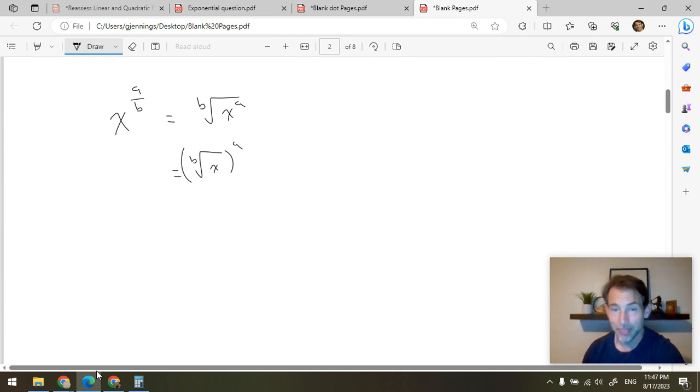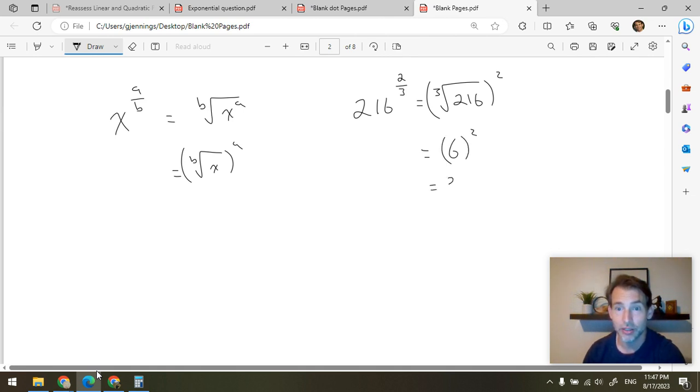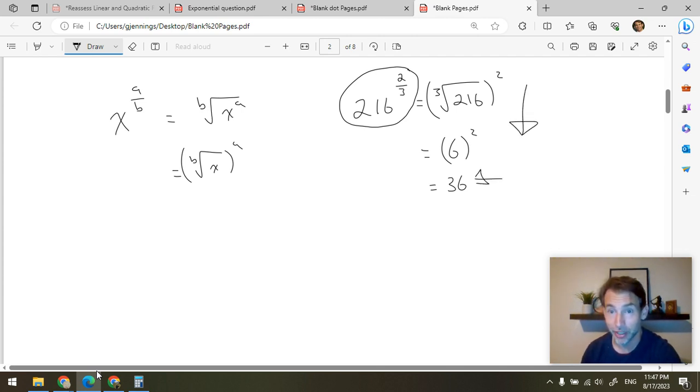So for example, let's say I have 216 and I raise that to the 2/3. Okay. Well, I can write that as the third root of 216, and I want to square it. What will that be? Well, the third root of 216, you can check your calculator and find that that's 6. 6 squared is 36. Okay, so 216 to the 2/3 is 36. That's what it is. And this is how we can evaluate it, by breaking it down using radical form and understanding it that way.